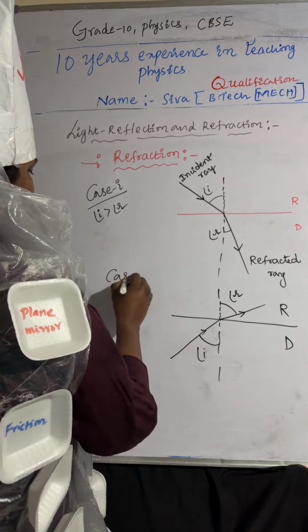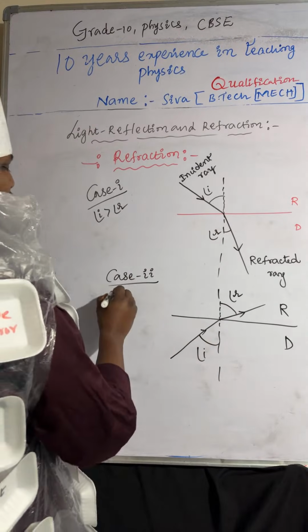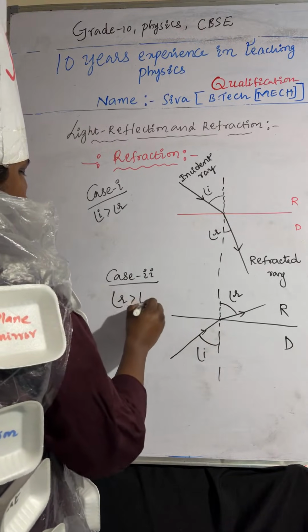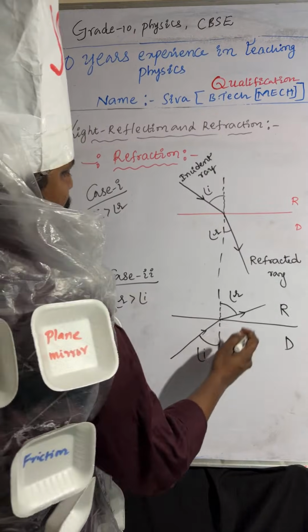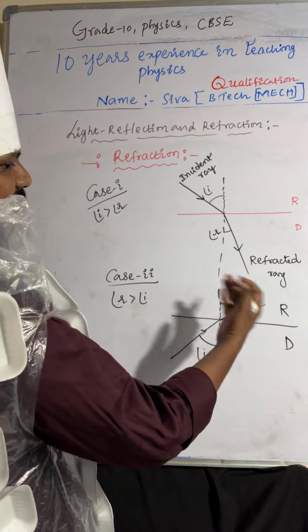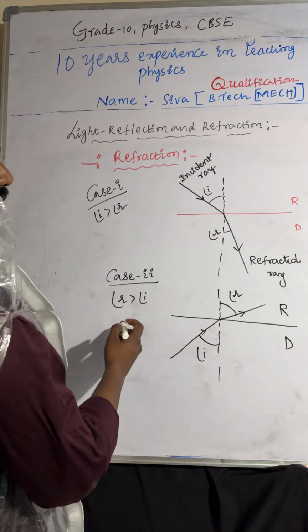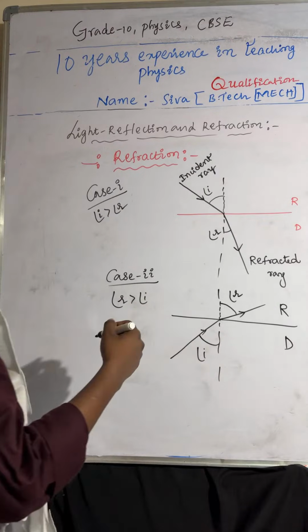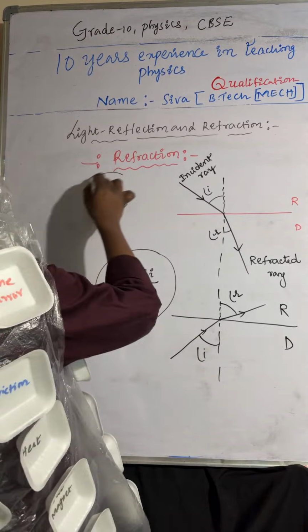And coming to case 2, you can observe the angle of refraction is greater than the angle of incidence, because when a light ray is passing from denser to rarer, it moves away from the normal line. Speed is increasing. That's why it is moving away from the normal line. So the angle of refraction is greater than the angle of incidence. Understood or not? These two are very, very important.